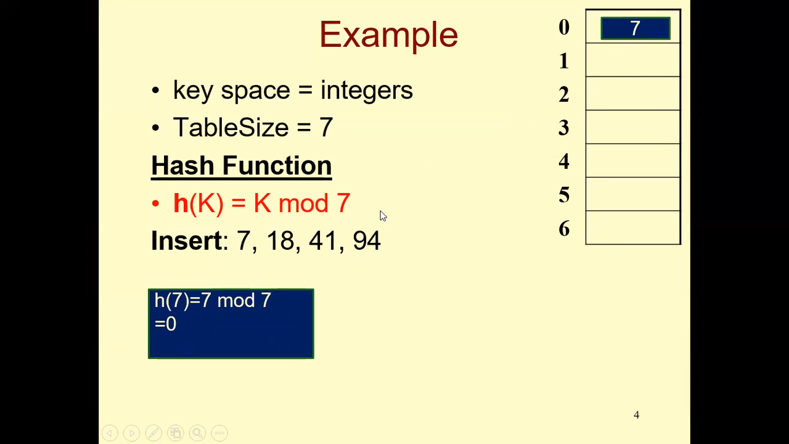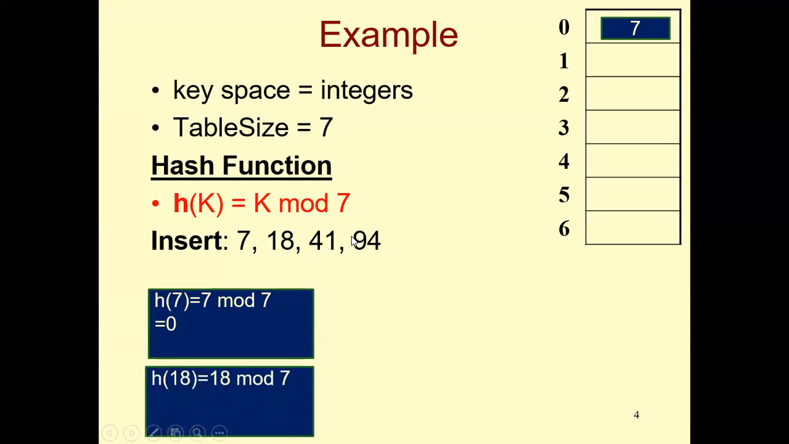The next number that we have using this function h of k equal to k mod 7 is 18. So we are going to be finding 18 mod 7. You can guess what 18 mod 7 is. 7 into 18 goes 2 times, and 2 sevens are 14. 18 minus 14 is 4. Therefore, 18 should go to index 4. That's right here.